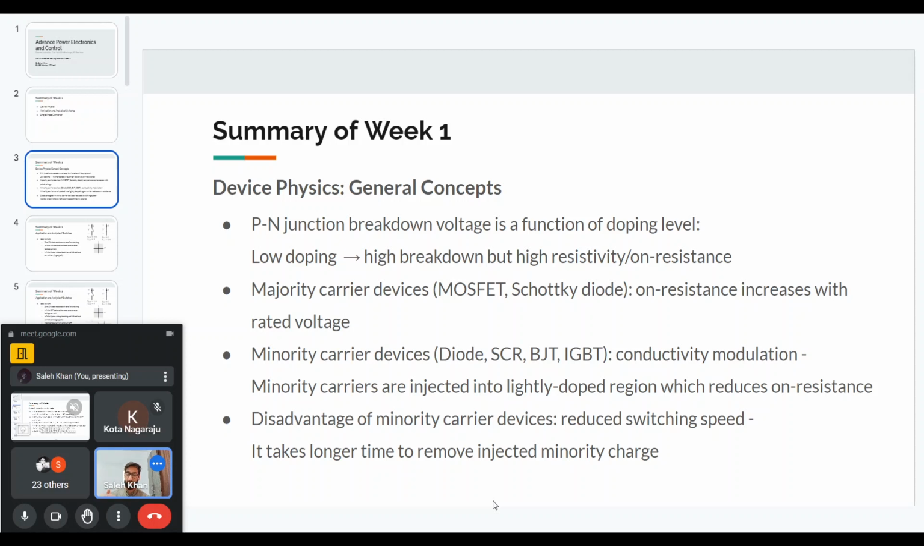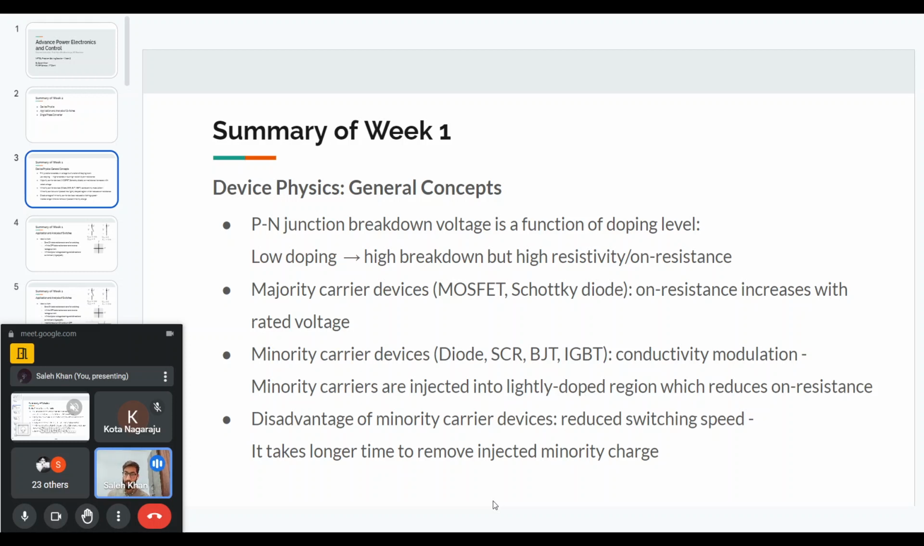Okay, so for majority carrier devices, because we don't have this conductivity modulation, we don't have any injections, or we don't need to remove any minority charge, the switching speed is high. But for high voltage devices, the resistance will be higher. So conduction loss will be high, but switching loss will be less. Vice versa for minority carrier devices. The conduction losses will be less because of conductivity modulation, but the switching losses will be high because removing this minority charge takes more time.